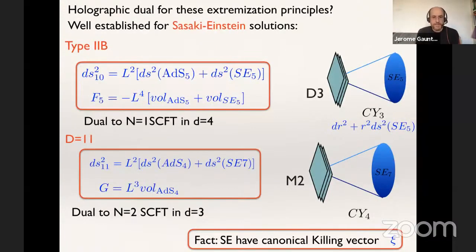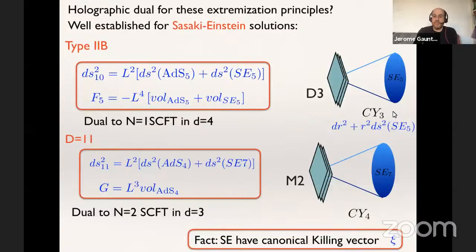So this program started about 15 years ago, a bit under 15 years ago, in the context of Sasaki-Einstein geometry. So AdS/CFT built using Sasaki-Einstein metrics. Let me remind you a little bit about that story. First of all, the Sasaki-Einstein, let me remind you, it's a Calabi-Yau cone.